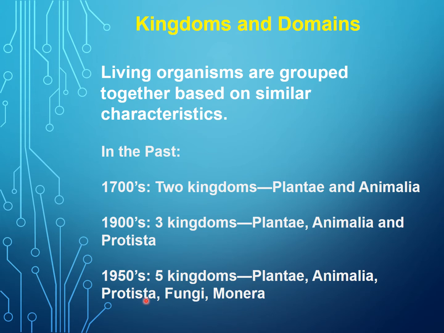So we find out that this Protista group that we had, well, some of them had a nucleus, some of them didn't have a nucleus. So we broke the ones that didn't have a nucleus into this group called Monera, and that was your bacteria group. We also realized that fungus do not photosynthesize like plants do, so they become their own kingdom as well in the 1950s. So now we had kingdom animal, plant, protist, fungus, and Monera.